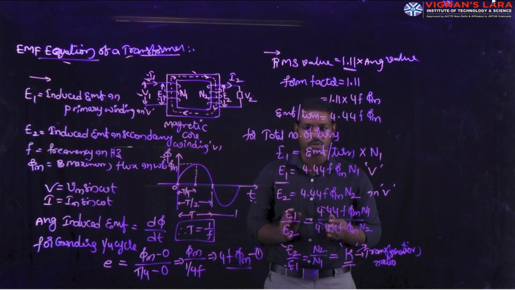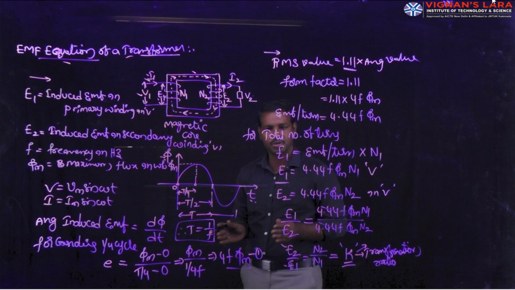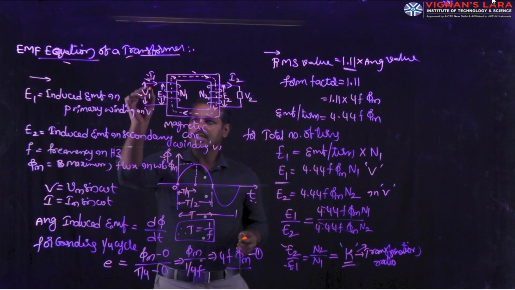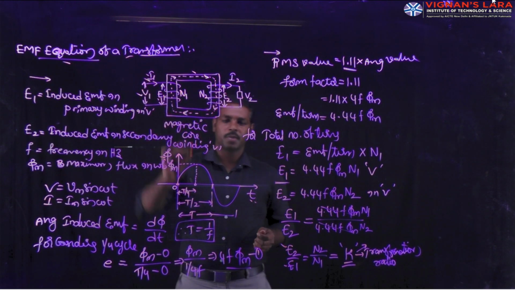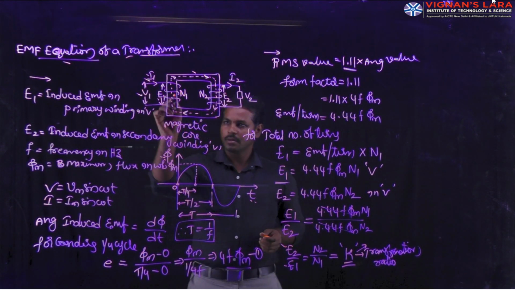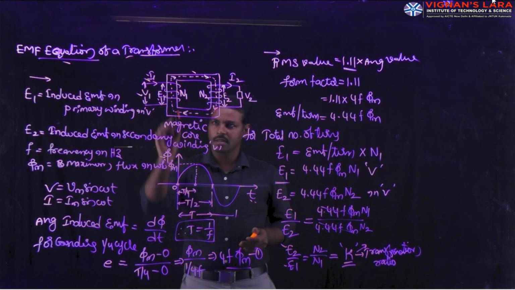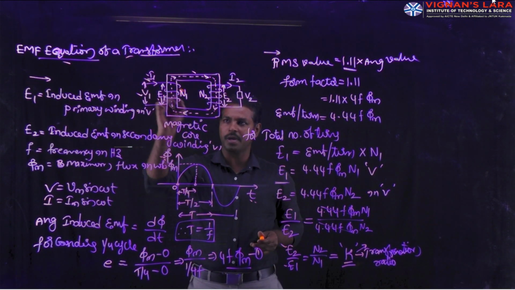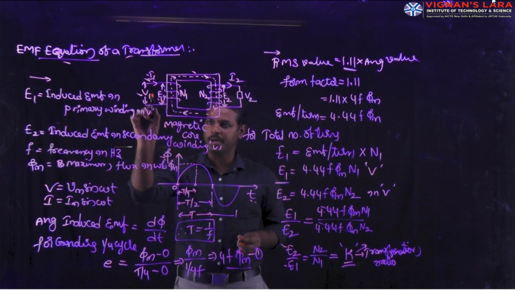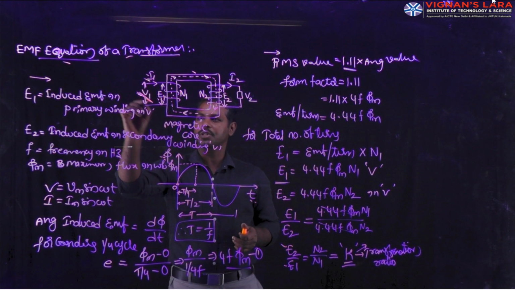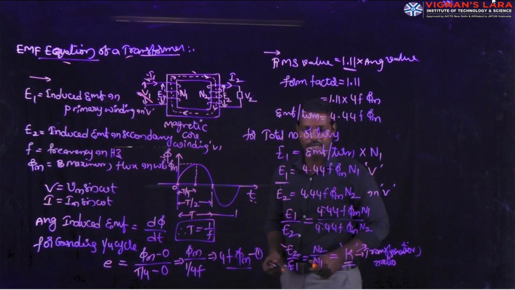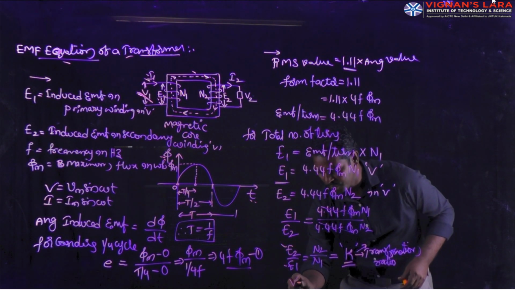So according to Lenz's law, an alternating supply voltage is given to the primary winding of a transformer, which generates the flux. That flux is linked with the primary winding itself and induces an EMF. That EMF always opposes the main cause of producing it, which is the supply voltage. So that means V1 is equal to minus E1.